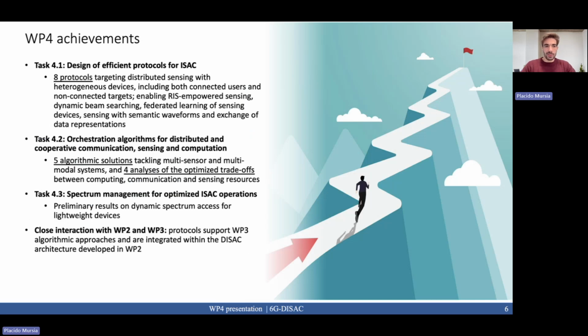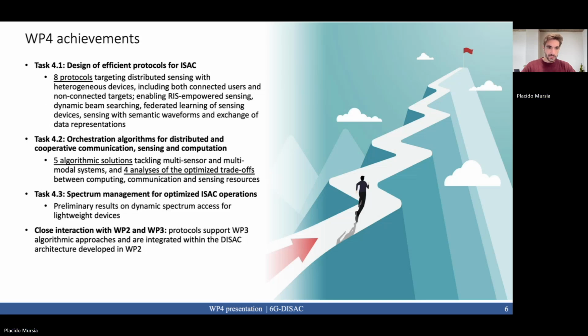Here is a small overview of the achievements that Work Package 4 has managed to get so far. In the first task on designing efficient protocols, we have provided 8 protocols that target distributed sensing with heterogeneous devices, including both connected users to the network, but also non-connected targets. Again, more details on that later. Then we have protocols that enable RIS-empowered sensing, dynamic beam searching, federated learning of sensing devices, or sensing with semantic waveforms.